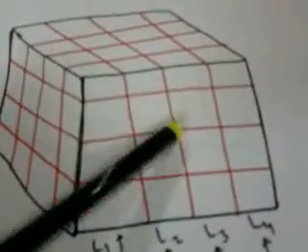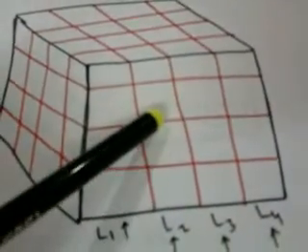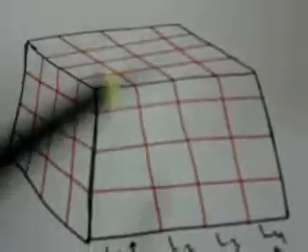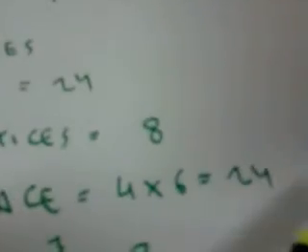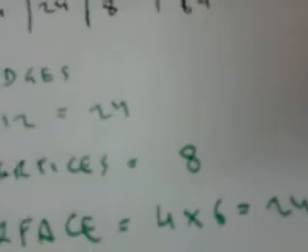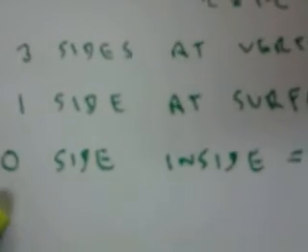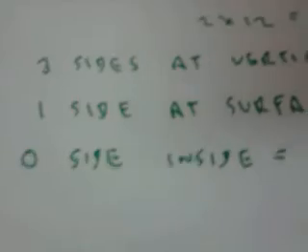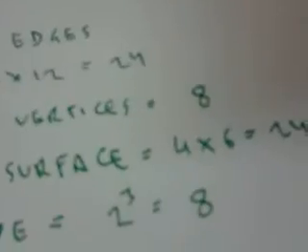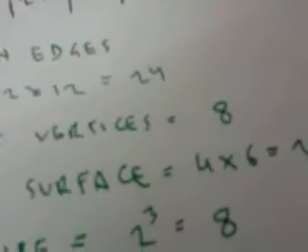What about only one side? Well, again, come to the surface. On each surface, there are 4 cubes which are painted on only one side. And there are 6 surfaces. So 4 into 6, 24 is the number of cubes which are painted on only one side. What about the cubes which are not painted at all? Obviously, these are the cubes which are inside the large cube, which means 2 cubed, or 8 pieces.